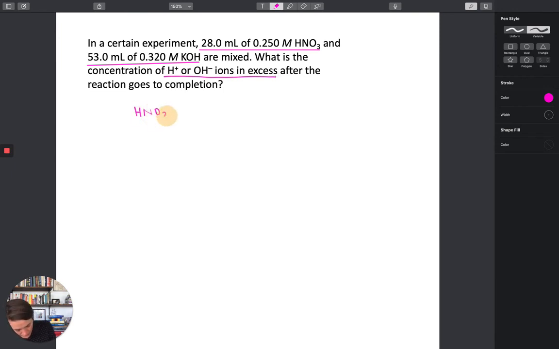But if you look at it, it's really just applying what we've been doing this whole semester, or at least since chapter 3. Right, neutralization reaction. Neutralization reactions, we know, are always looking for that point when your hydrogen ion is equal to your hydroxide ion. So how many hydrogen ions do we have? Well, we need to use our molarity and our volume.